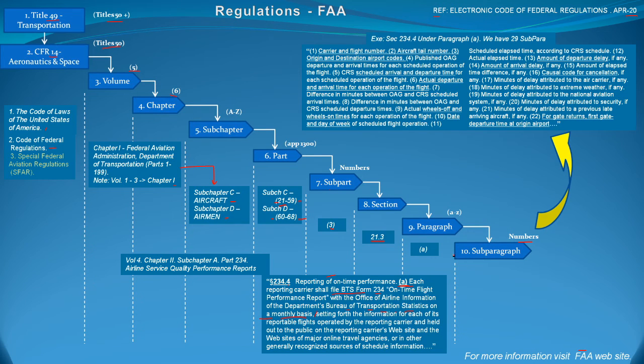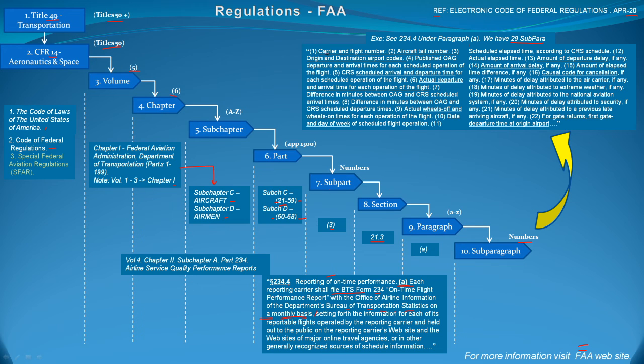Under paragraph A, so I mean section 234.4, paragraph A, we have 29 subparagraphs. Not bringing here all these 29 subparagraphs. Please go to the FAA website, right? But I would like to bring to your attention some interesting points, right? So what we have to report?